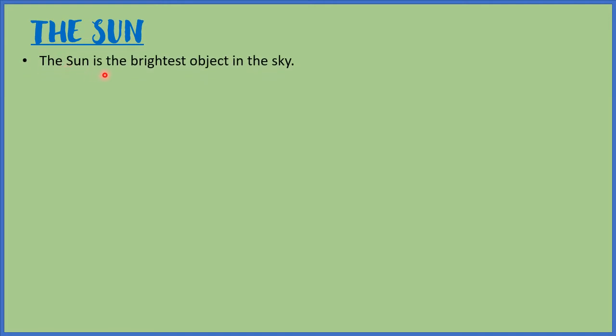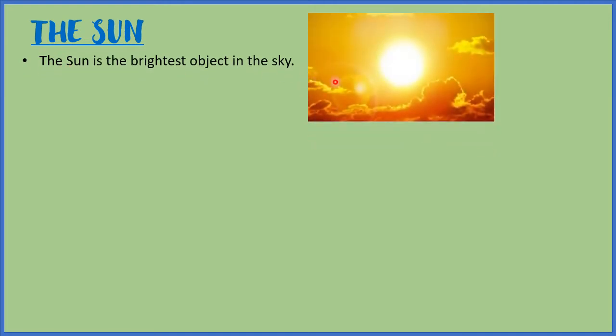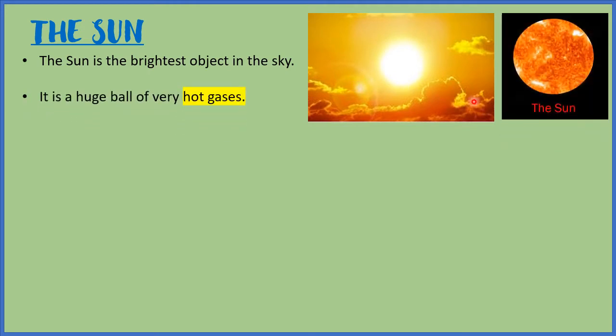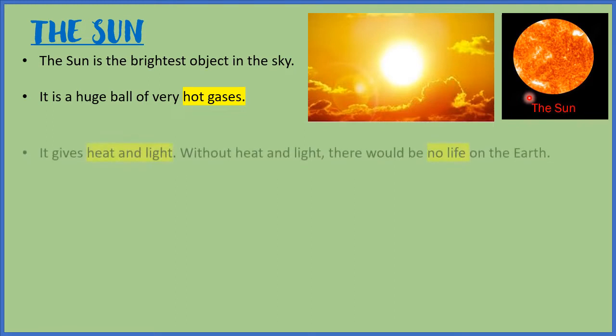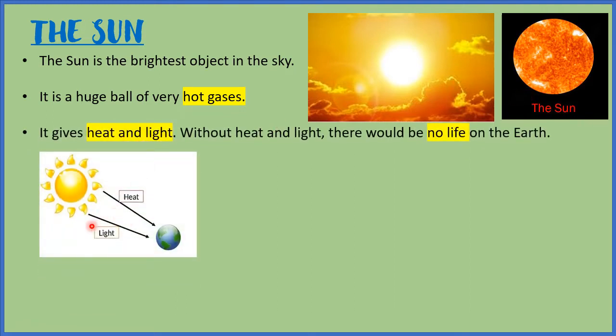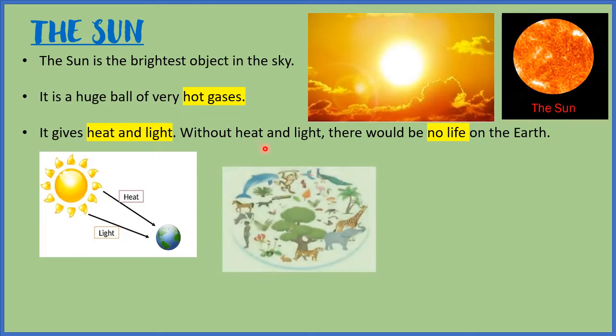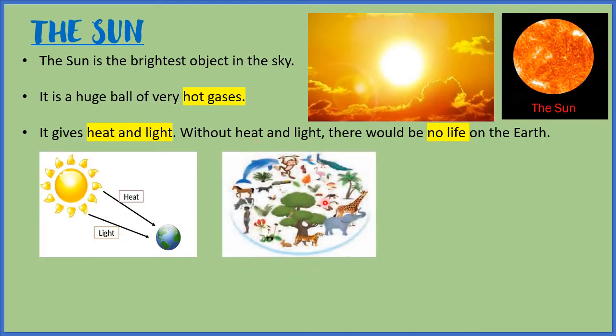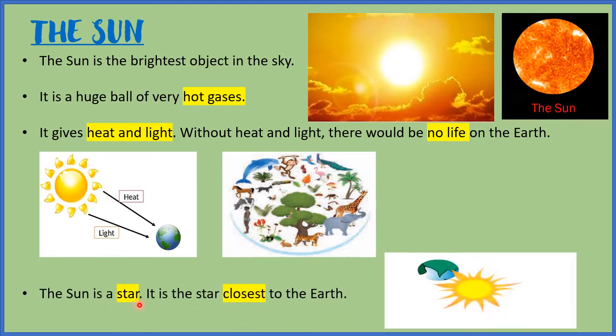Sun. The Sun is the brightest object in the sky. It is a huge ball of very hot gases. It gives heat and light. Without heat and light, there would be no life on the earth. The Sun is a star. It is the star closest to the earth.